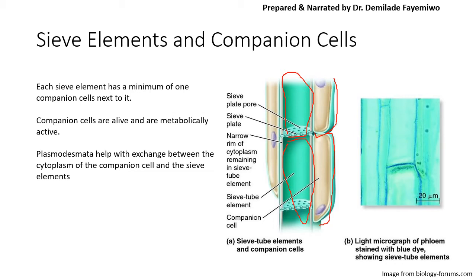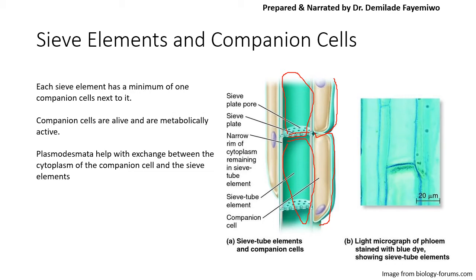The plasmodesmata allow for exchange of material between the sieve elements and the companion cells. It is very important for you as a biology student to be able to label these diagrams, because I have seen exam questions where you are asked to label them. This here we call a sieve plate. As you can see, it has holes in it, and so it serves as a sieve, just like the name suggests.